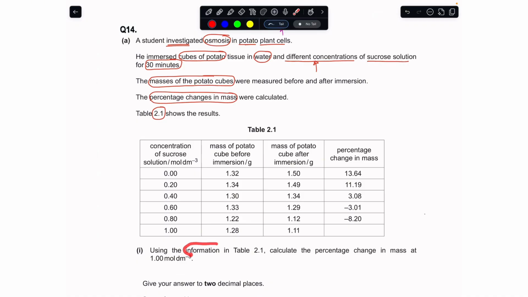Now they say, using the information in table 2.1, we are required to calculate the percentage change in mass at 1 mole per dm cube. So you see we are given the value here, but this percentage change in mass is not available. So how would the formula go? This is the final, this is the initial. We would subtract the initial from the final, and divide the value by the initial, and we are required to multiply it with 100 to see the percentage change in mass.